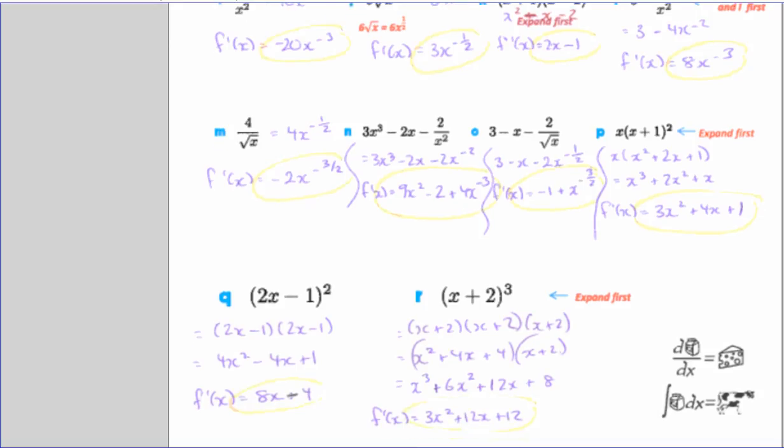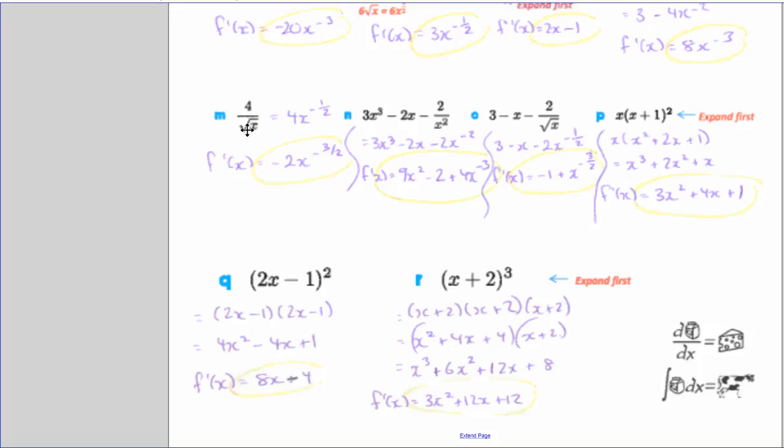4 over square root of x. Again, you won't really get these in a studies exam, but just be aware that square root means x to the power of a half. So you can flatten it by bringing it up and making it 4x to the power of negative a half. Now it's flattened. Let's do the calculus step.